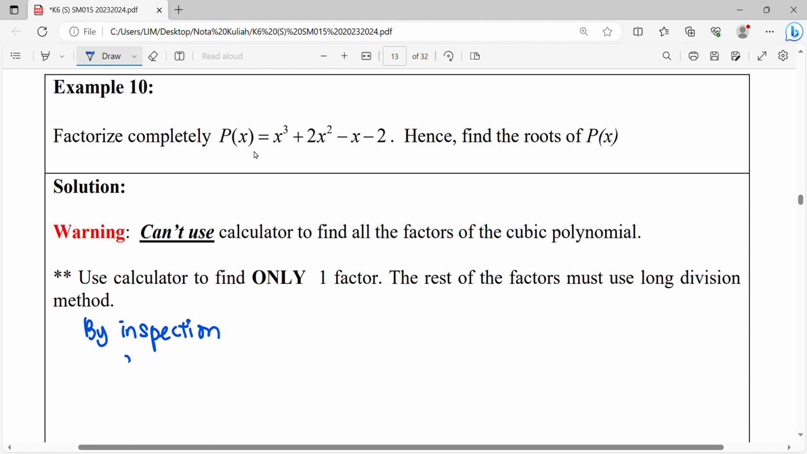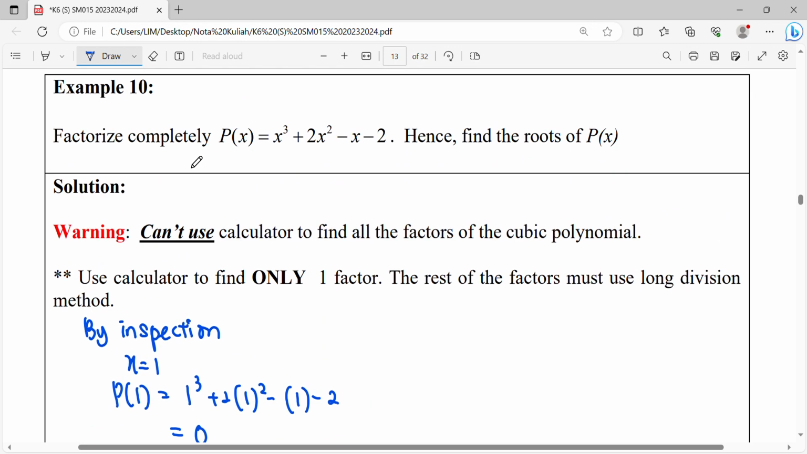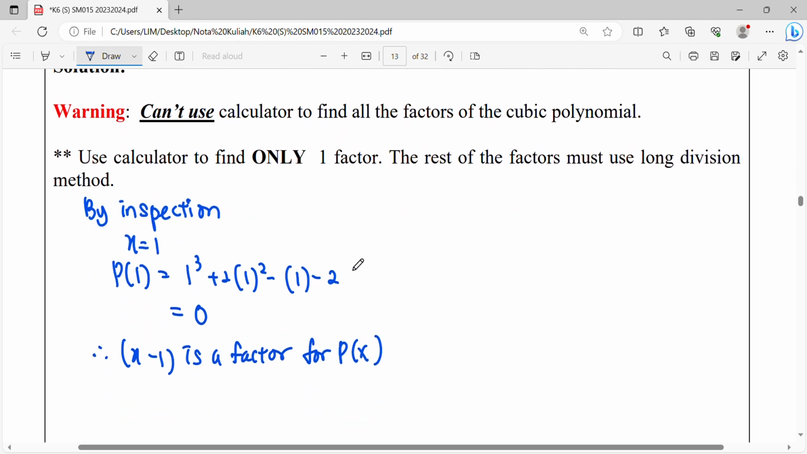We substitute x equals 1 into our polynomial to show that that is a first factor we have. So substitute this value 1 into this polynomial, and we get 0. From here, we can conclude that x minus 1 is a factor of our polynomial. So in order to factorize completely means we have to find the other factors.